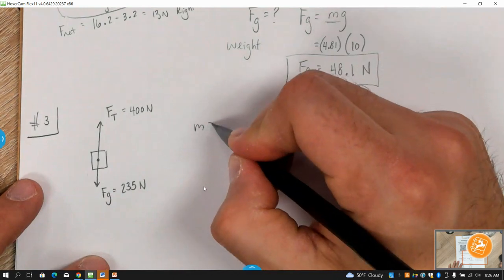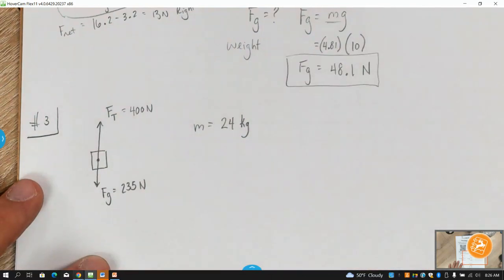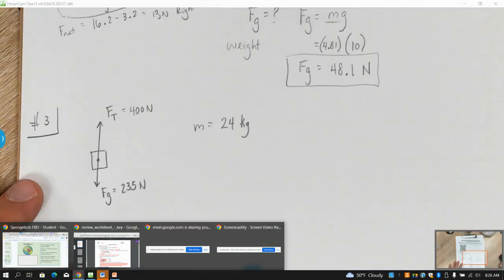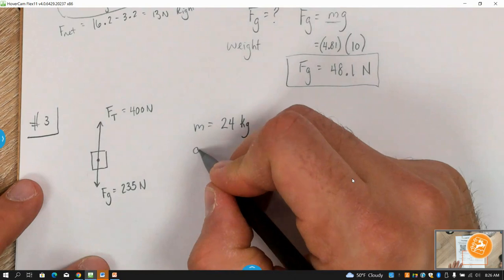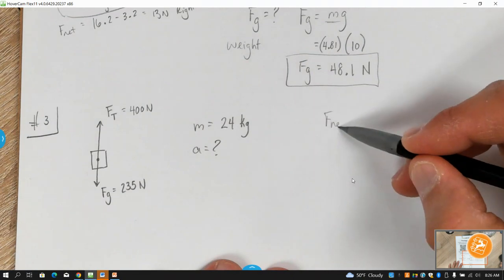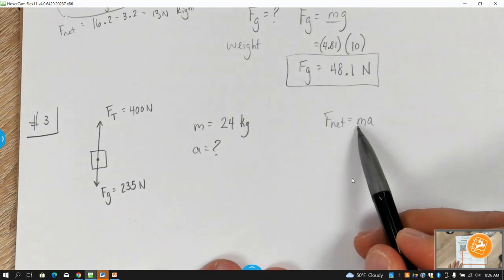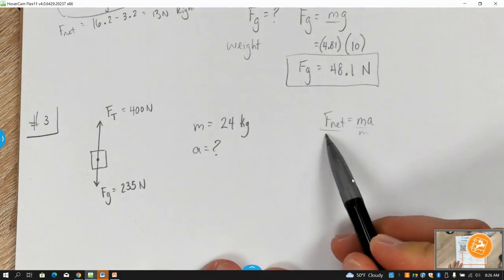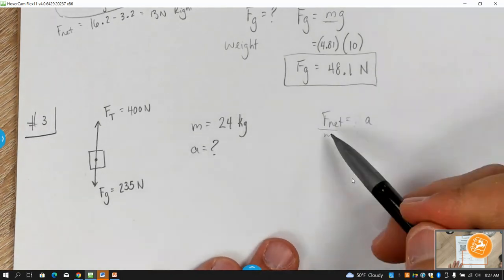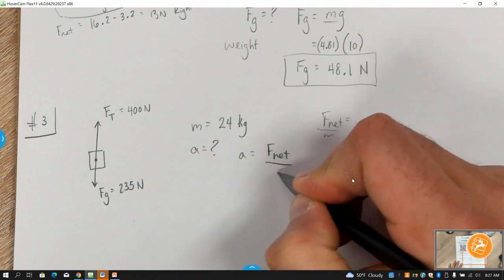And they said that the mass of this guy was 24 kilograms. What did they want? What is his acceleration? Okay, so A. Newton's second law is F net is equal to mass times acceleration. If I want A by itself, I would have to divide both sides by m to get rid of that. So A would just be equal to F net over m. So we're going to just rewrite that real quick. A equals F net over m.